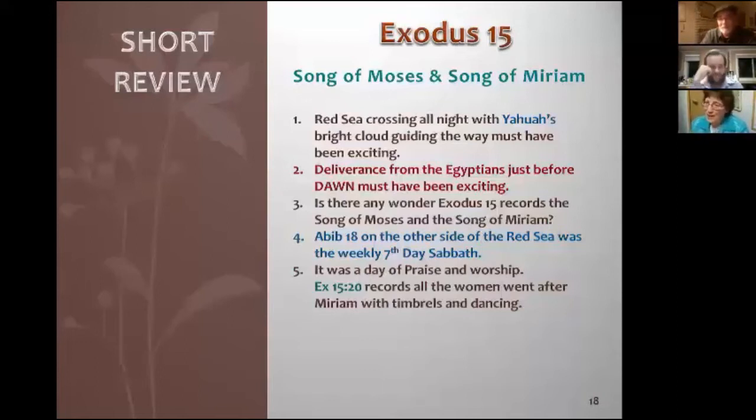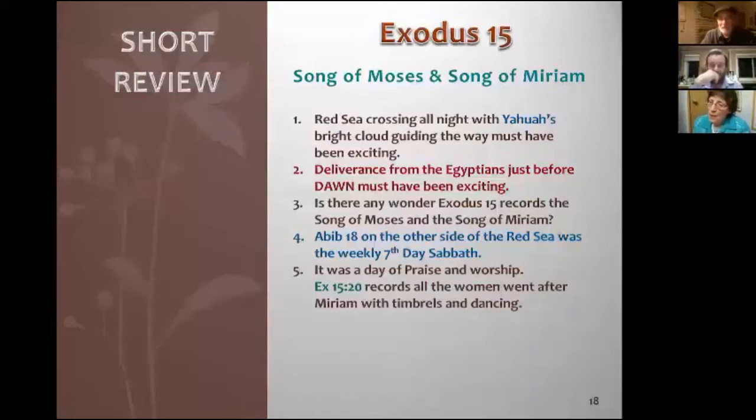So Exodus 15 as well has a lot of detail. We're just going to do a short review here on chapter 15. This is the song of Moses and the song of his sister Miriam. The Red Sea crossing was all night with Yahuwah's bright cloud guiding the way. It must have been very exciting. Their deliverance from the Egyptians was just before dawn. That would have been very exciting.